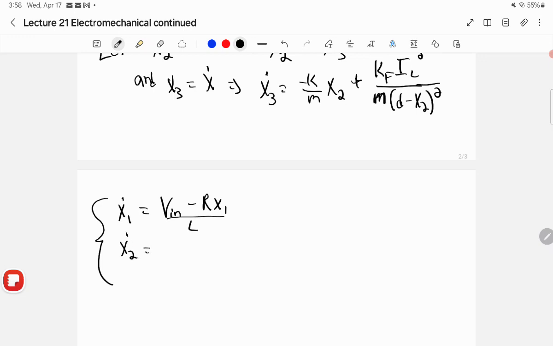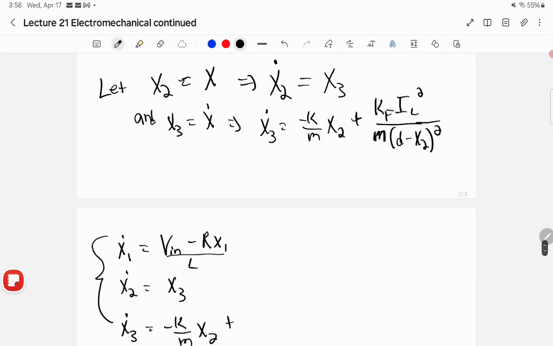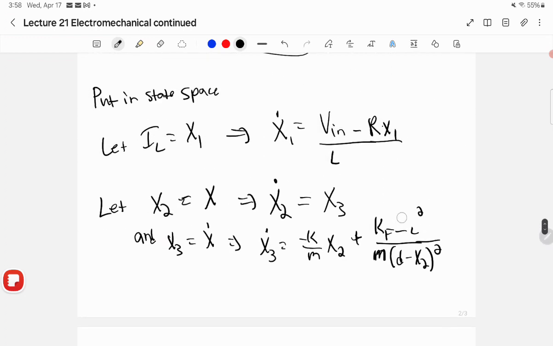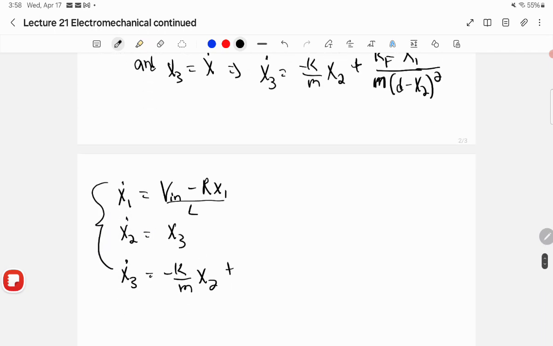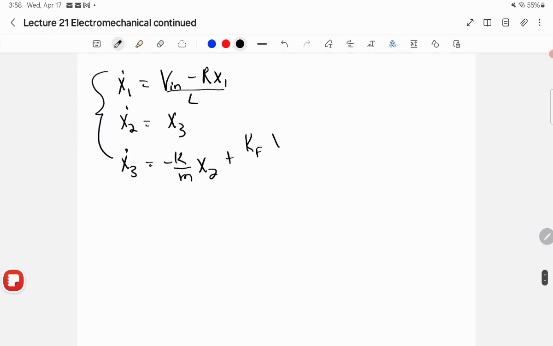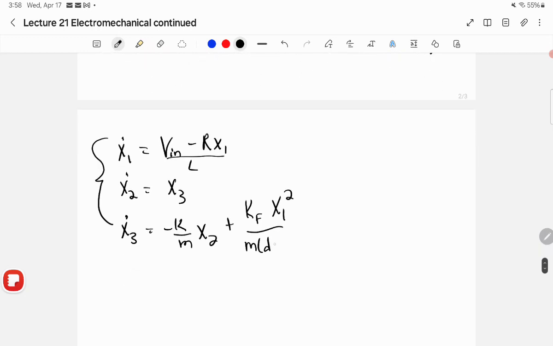x2 dot is equal to x3, and x3 dot is equal to minus k over m times x2 plus... Oh, I forgot to put this in here. This is x1 squared. So plus kf times x1 squared over m times (d minus x2) all squared.